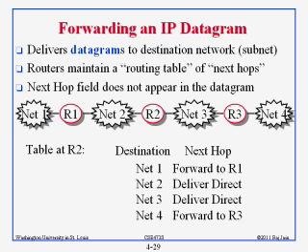And if R2 sees a packet for network 1, what will it do? It will say send it to R1, because that's what this table will say here. If the destination prefix is net 1, then forward to R1. If the prefix is net 2, now these are all subnets, then it will just deliver directly. It will not forward, it will just send it to the host directly. Similarly, here it will send it to the host directly.